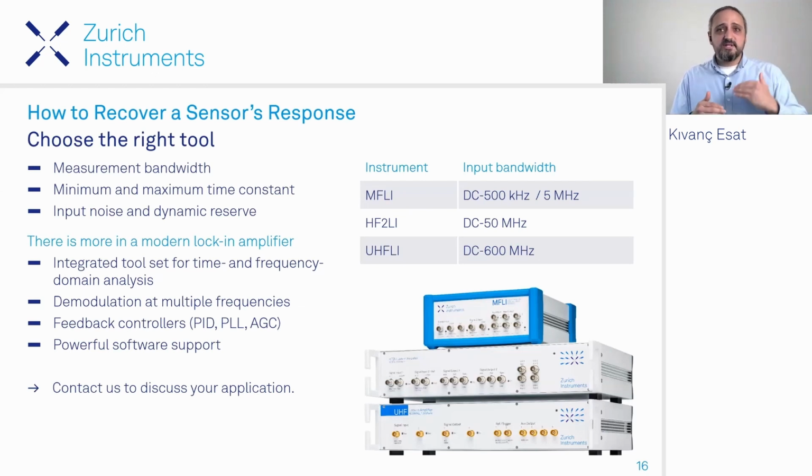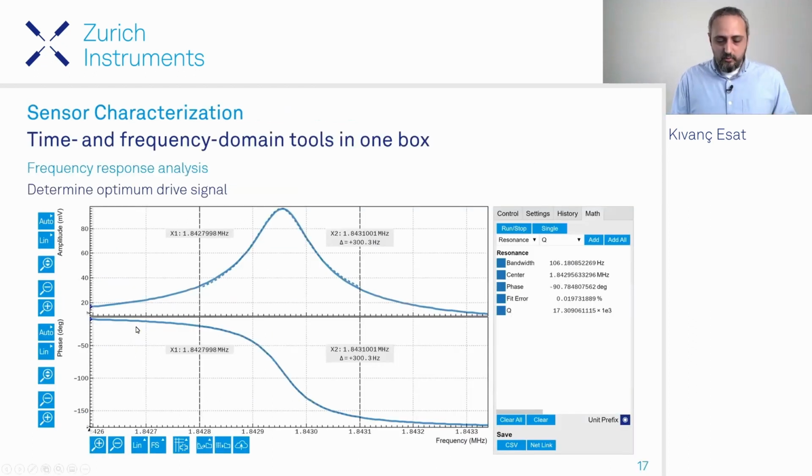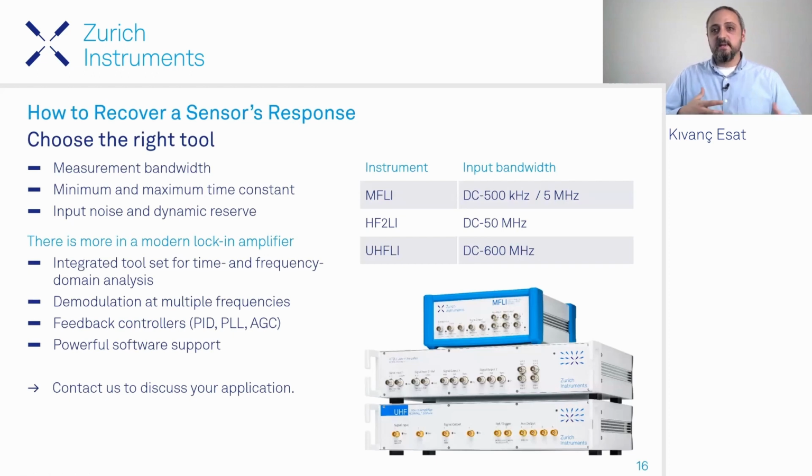In addition to such specs, a modern lock-in amplifier, of course, can offer more. This could be the integrated tool set for the time and frequency domain tools, which we will look into in a second. Of course, the number of demodulators or the ability to probe multiple frequencies simultaneously is important. And in addition, can it actually provide feedback controls, PIDs, PLLs essentially, and how this is actually put together in a software. If you have questions, of course, please contact us. We are always happy to help you choose the right tool.